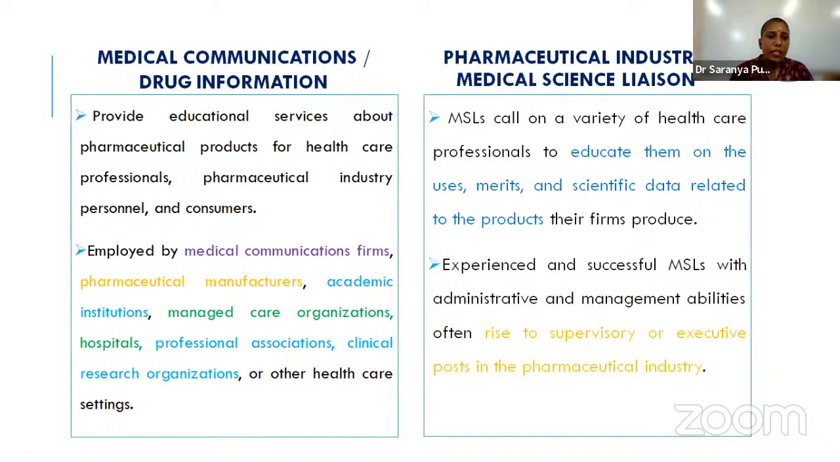So a medical communication pharmacist or drug information pharmacist can be employed by medical communication firms, pharmaceutical manufacturers, academic institutions, hospitals where the drug and poison information center is there, managed care organizations, hospitals, professional associations, and clinical research organizations and others. So these are the different stakeholders who give options for drug information pharmacists.